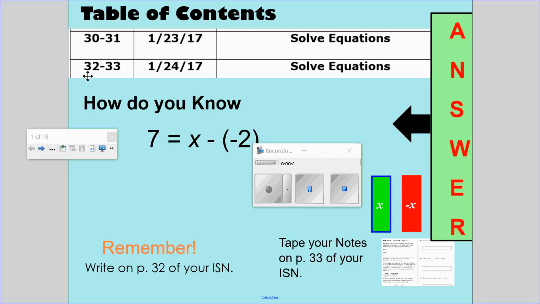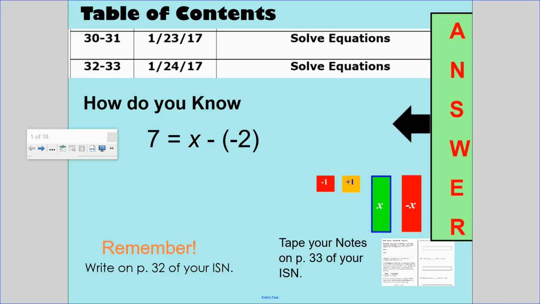This is solving one-step equations using addition and subtraction, part 2. So we have our equation: 7 is equal to x minus negative 2. Let's solve this mathematically.